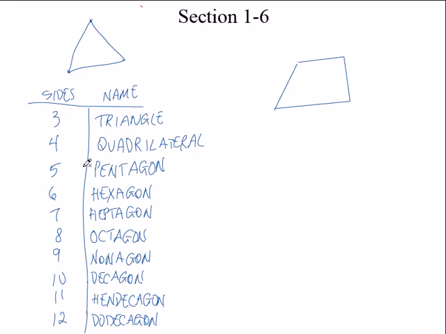All these are prefixes, right? The prefixes stand for a lot of things. The gon means sides, or it means angles, and there you go. Dodecagon, D-O, decagon. 10 is just a regular decagon. It's in the book. It's on page 57 if you want to look.